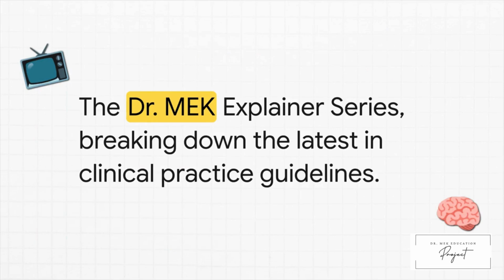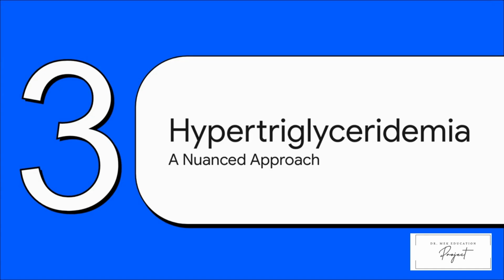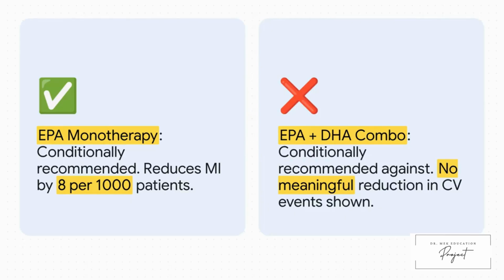All right, let's shift gears now and address the management of hypertriglyceridemia. This is an area where the guidelines offer some significant new clarity. The distinction they make here is absolutely critical. The guideline conditionally recommends pure EPA therapy, that's icosapent ethyl, and that's based on evidence showing it reduces MI by about 8 events per 1,000 patients.